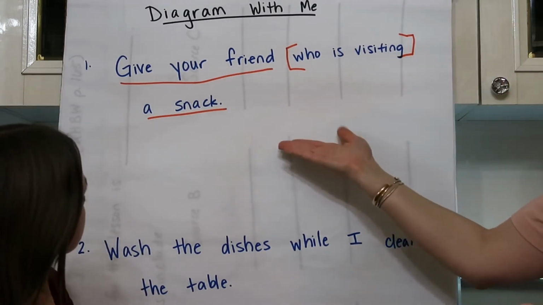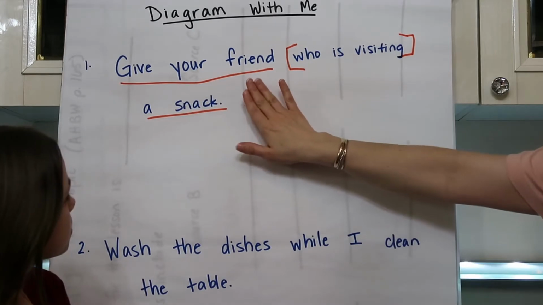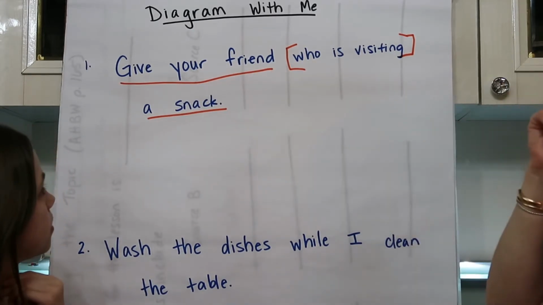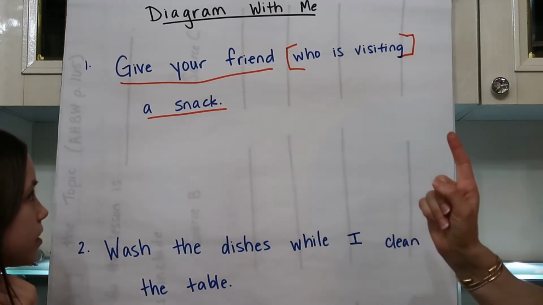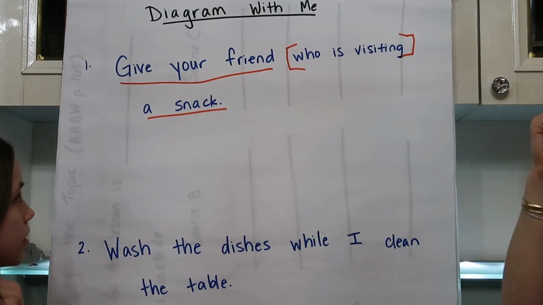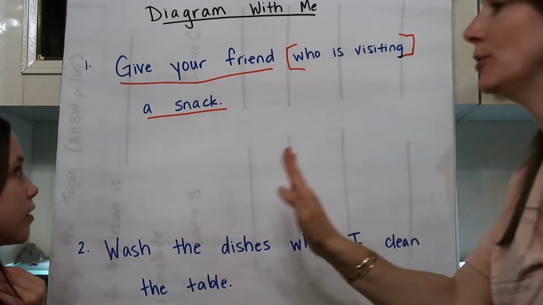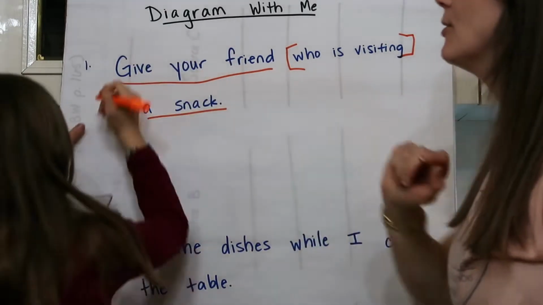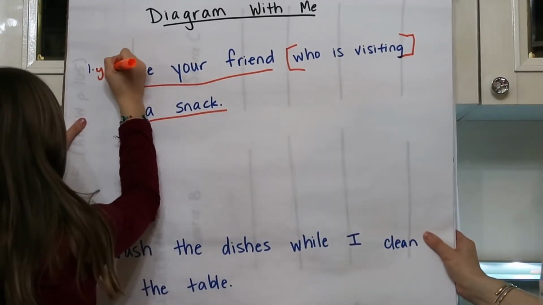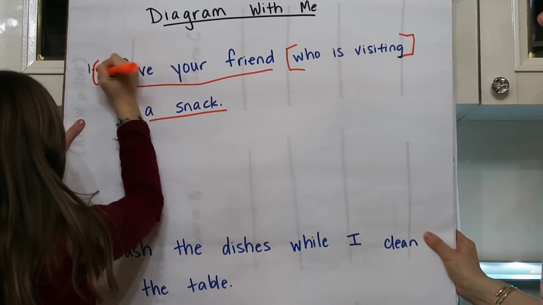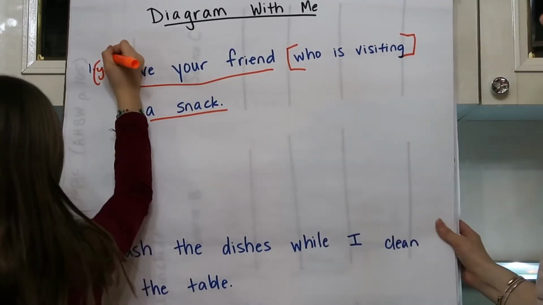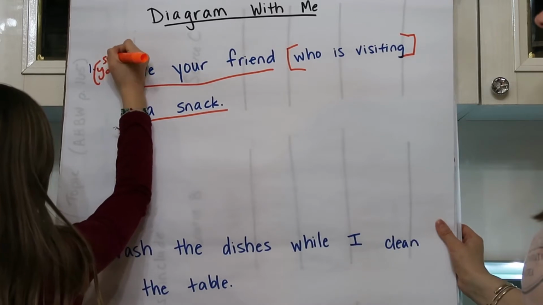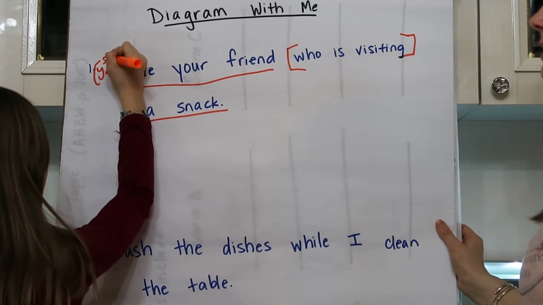All right, let's look at first the independent clause. Give your friend a snack. Who or what is this sentence about? Think about it. Friend. No. Your. You, just you. Remember? Oh, you give your friend a snack. Exactly. Okay, so write you. And if that's what this clause is about, then what would you label it?